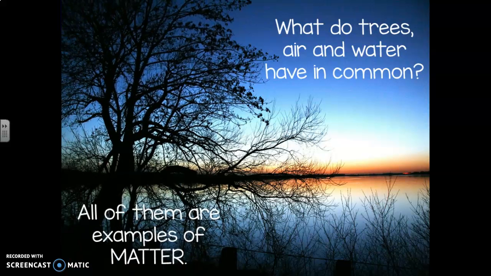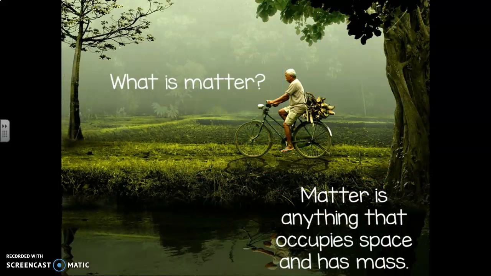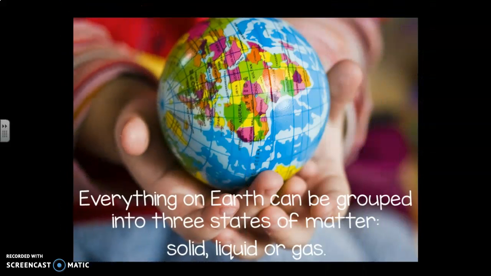They are all examples of matter. Matter is anything that occupies space and has mass. Mass is an important vocabulary word that we'll come back to in just a few minutes. Everything on Earth can be grouped into three states of matter: solid, liquid, or gas.